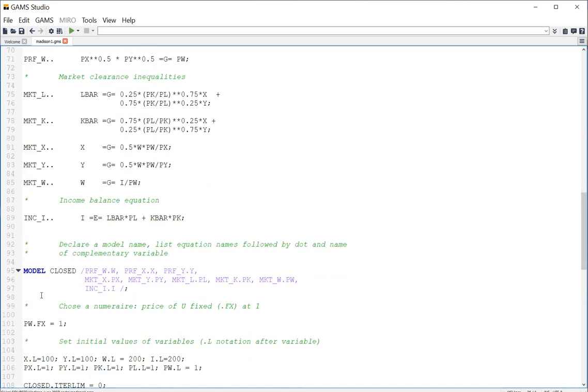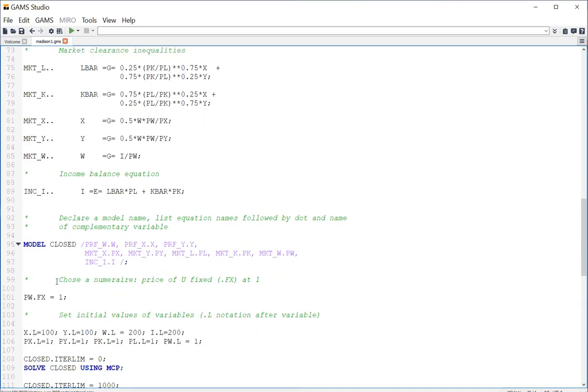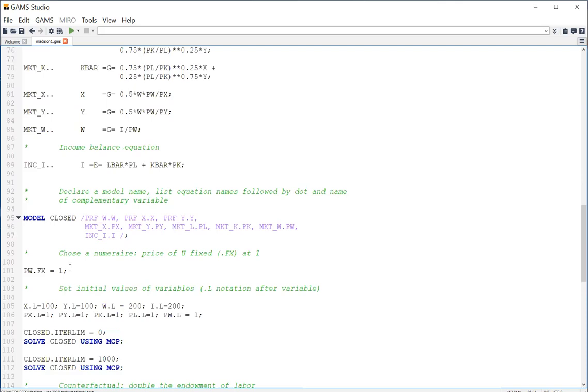So then the model declaration, I call it close. You can call it anything you want. It doesn't have to have the name of the file, as long as it's the same name that's in the solve statement. And it's slash name of equation dot complementary variable, comma. I think in the new version, you don't need the commas, but you can use them. And finally, we get to the question about price and Walras' law and numeraire.